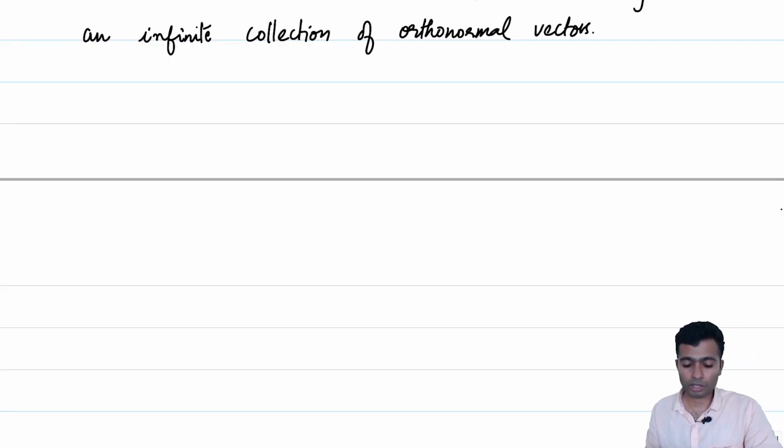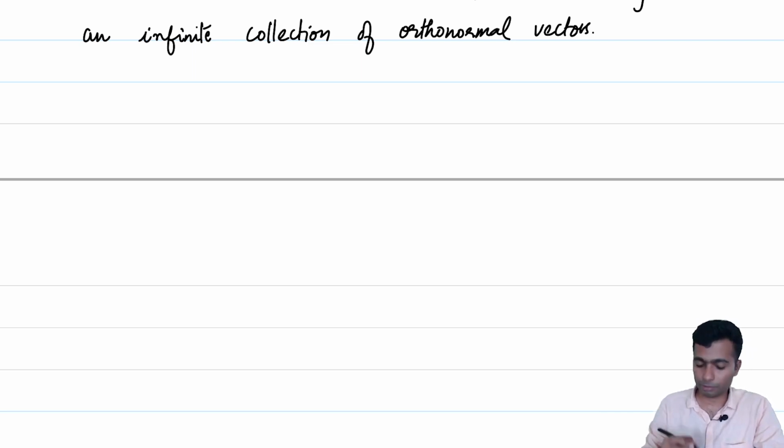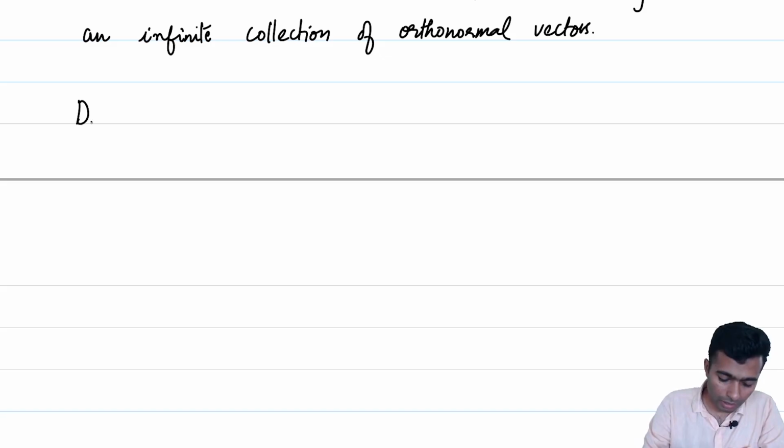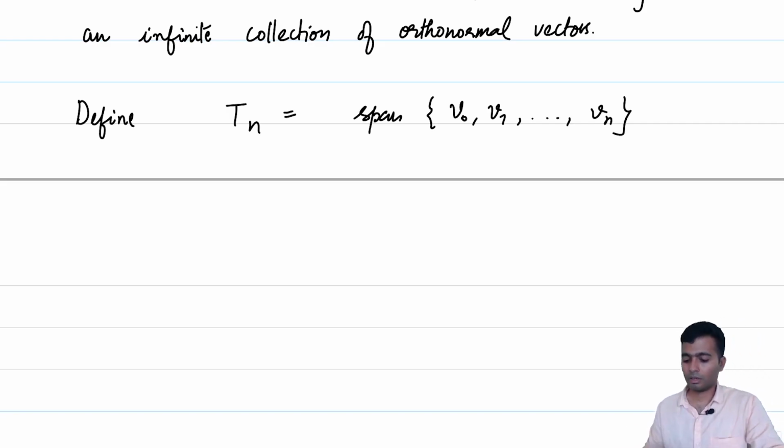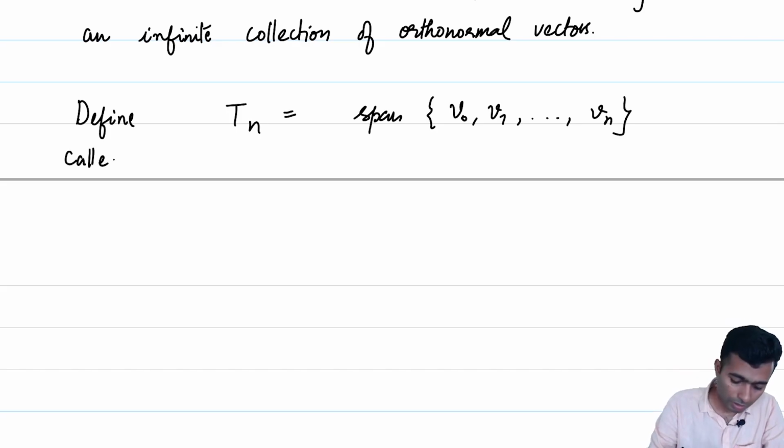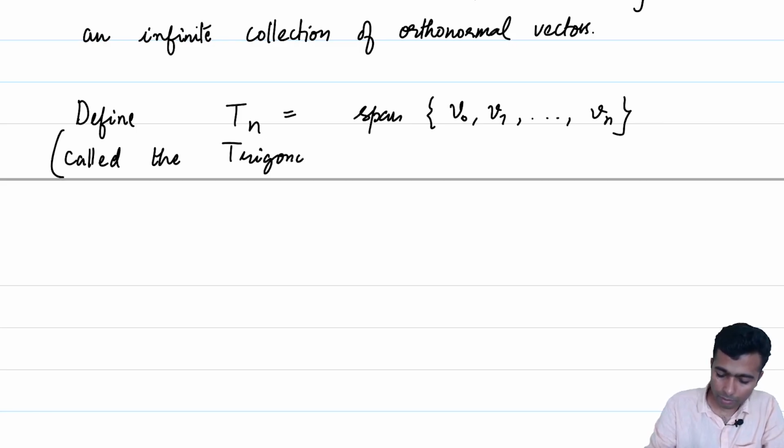So we will not talk about Fourier series right now, because that is beyond the scope of this course. We will have to develop convergence of an infinite series and such things. But rather what we will do is, let's look at a specific subspace. So define Tn to be the span of v0, v1, up to vn. These are called the trigonometric polynomials.